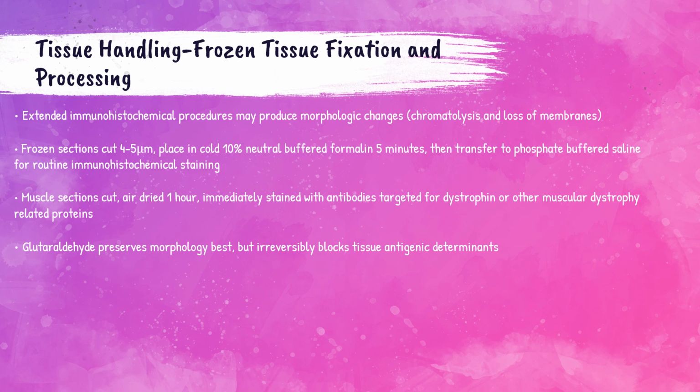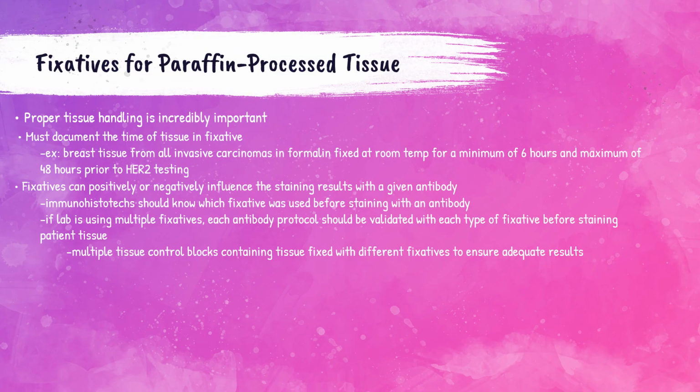ideal for immunohistochemical studies. Now, if the tissue has been processed in paraffin, proper tissue handling is incredibly important in producing consistent results with immunohistochemical staining. Fixatives can positively or negatively influence the staining results with a given antibody. Not all antibodies are affected in the same way. Key factors that influence staining quality are less than 12 hours of delay in fixation, fixative properties of concentration, the pH and buffered solution, time in the fixative, and storage of mounted slides.